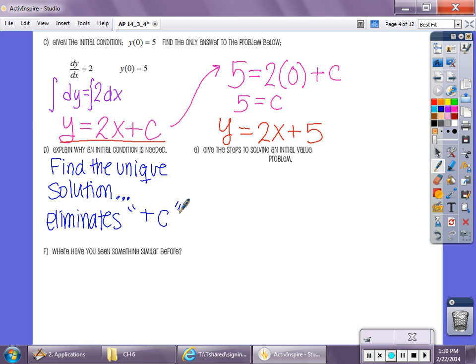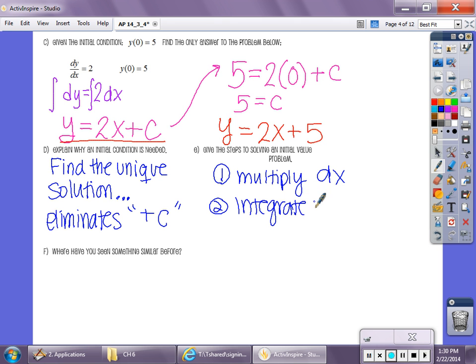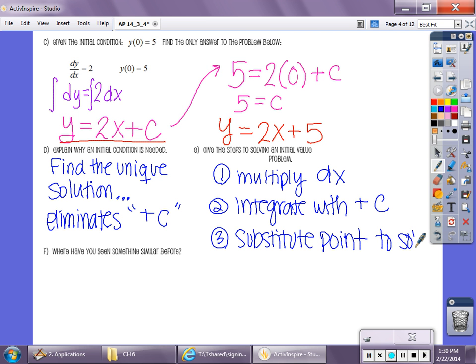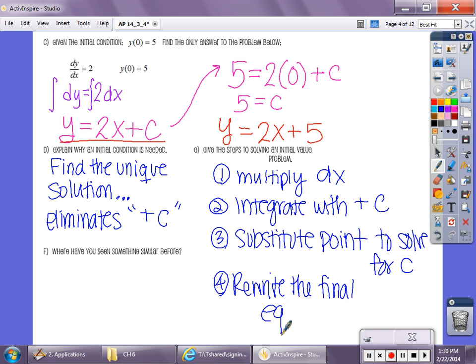Give the steps to solve an initial value problem. So step 1, multiply dx on both sides. Step 2, integrate with plus c. Step 3, substitute in an initial value, which is also considered a point, to solve for c. And then step 4, rewrite the final equation. That's pretty much what we did, just in order.